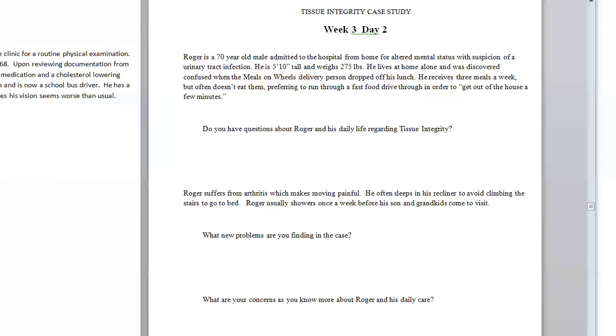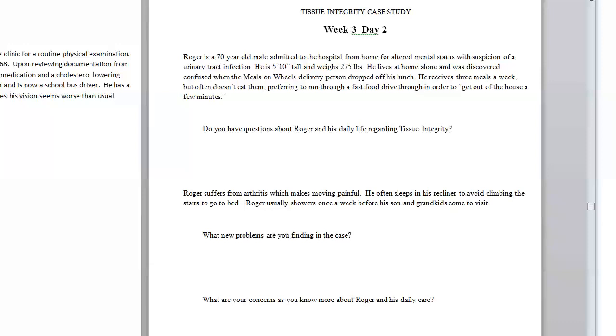And my first question is what's on your paper right here. Do you have questions about Roger and his daily life regarding tissue integrity? I want you to think about this for a minute. As I read this very short paragraph, I was concerned somewhat of the fact that Roger is somewhat confused and does have an altered mental status. So my question then is, why is he living alone and why is he driving a car?